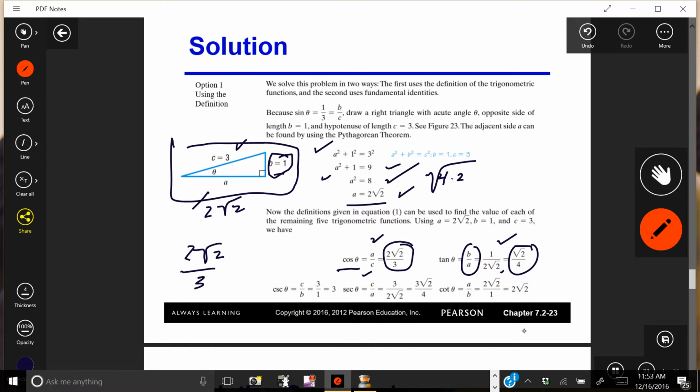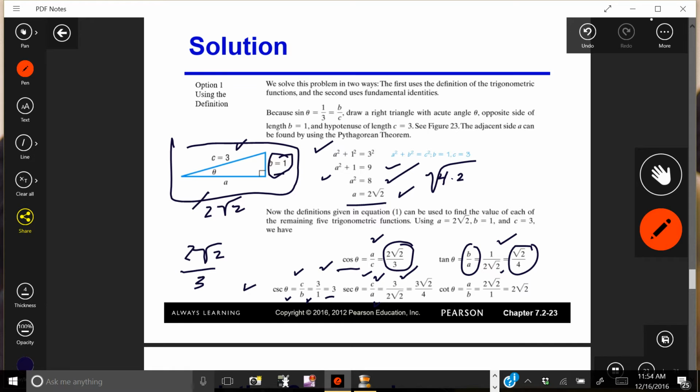And finally, cosecant of theta would be the hypotenuse over the opposite, which would be 3 over 1 equals 3. And the secant theta would be hypotenuse over the adjacent, which is 3 divided by 2 square roots of 2.